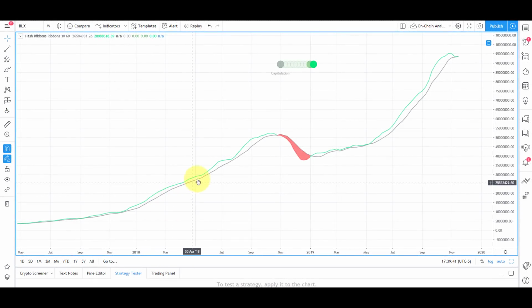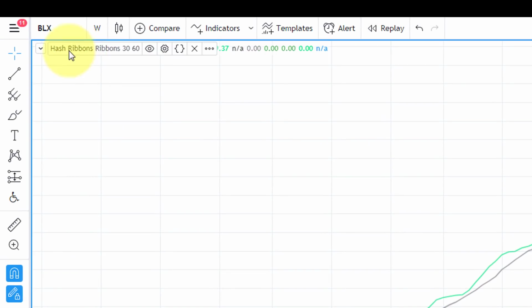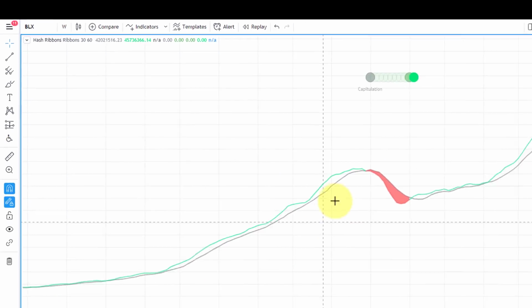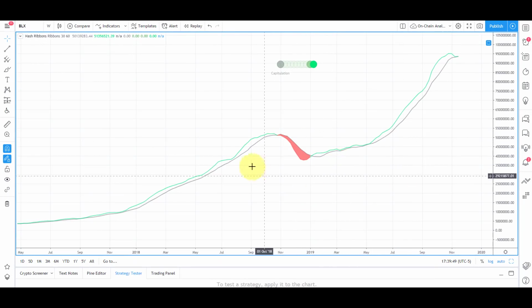All right, guys, so here's this indicator. It's called the hash ribbons. This is something that you can get off the TradingView indicators. Just add it to your chart. But basically what it does is it has two lines. One line is measuring the hash rate using a 1 month moving average, and then also a 2 month moving average. And what happens is if the 1 month crosses down below the 2 month, you get this signal, okay?